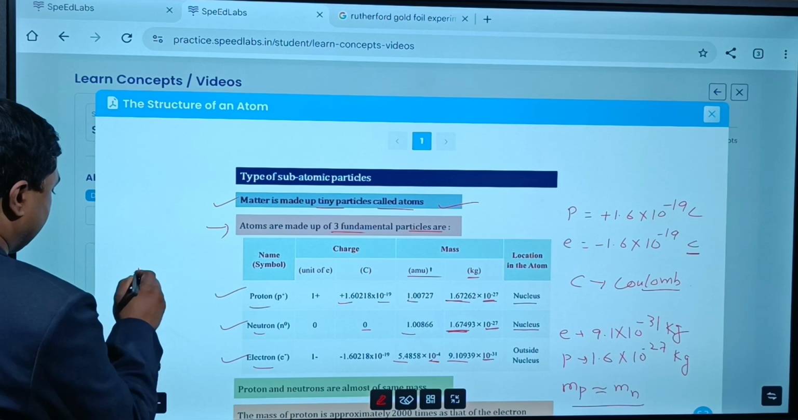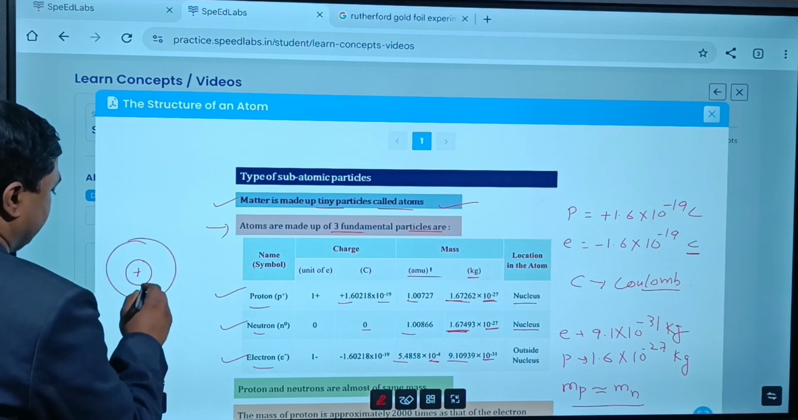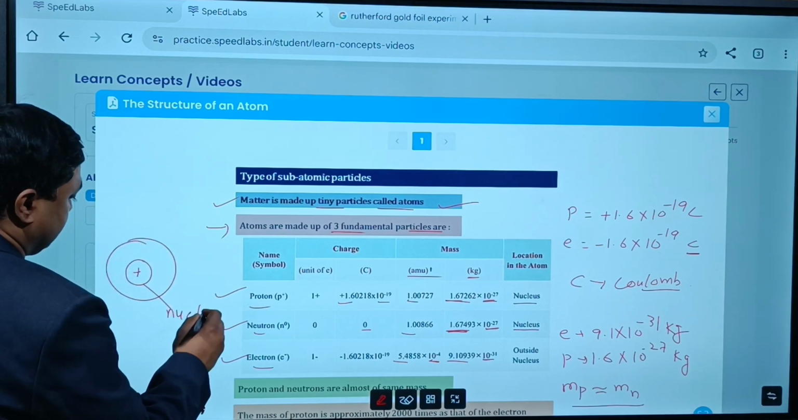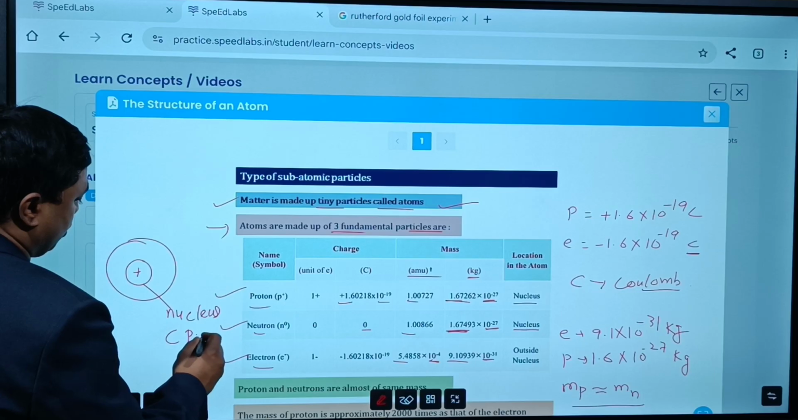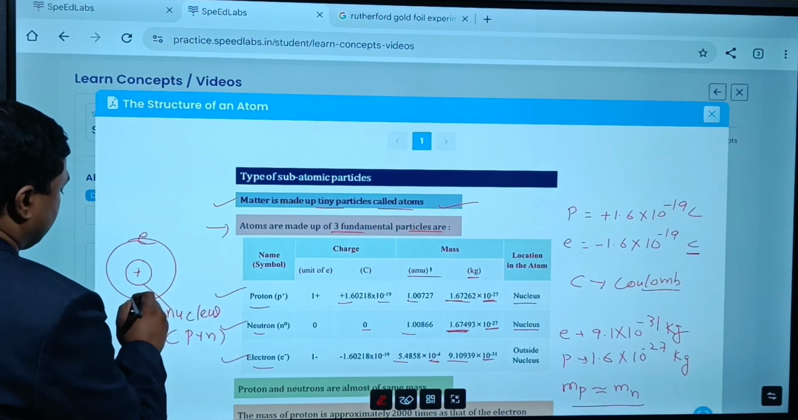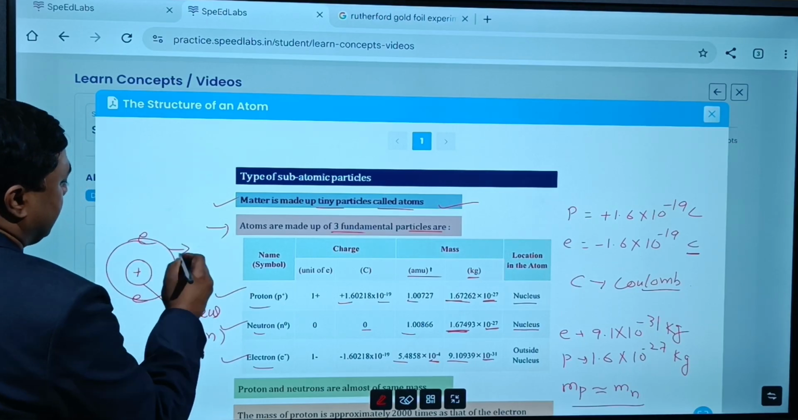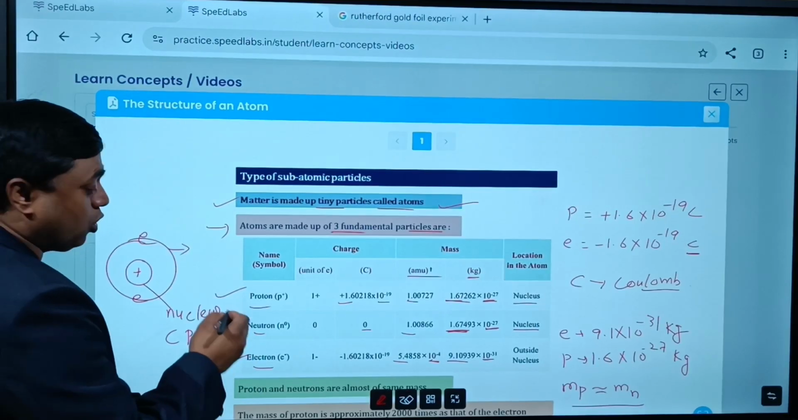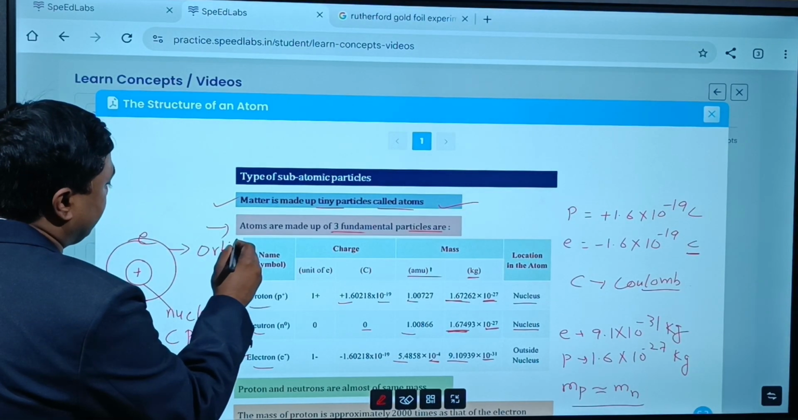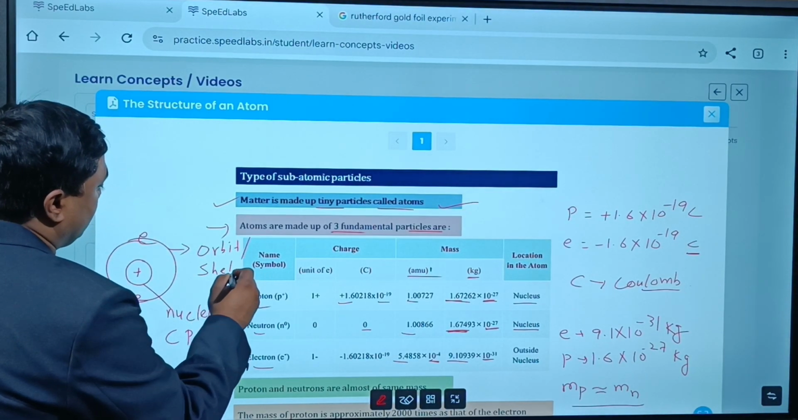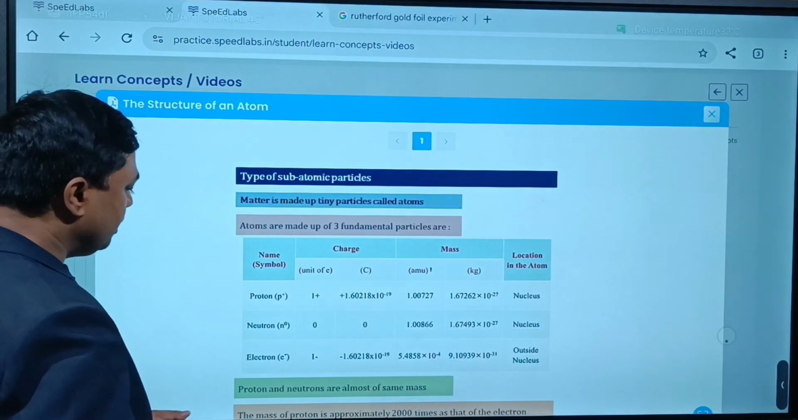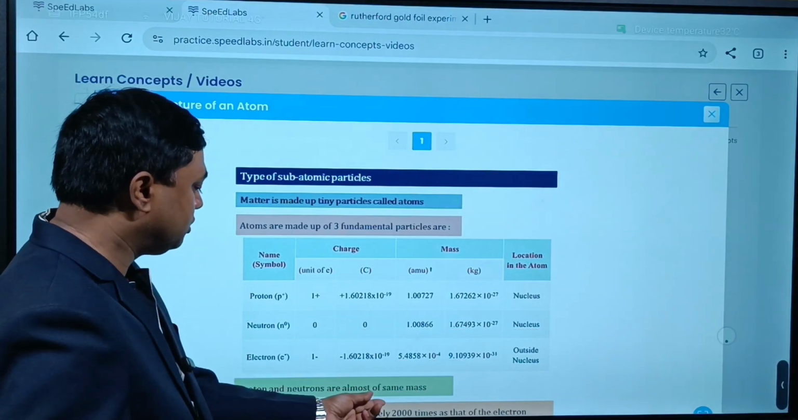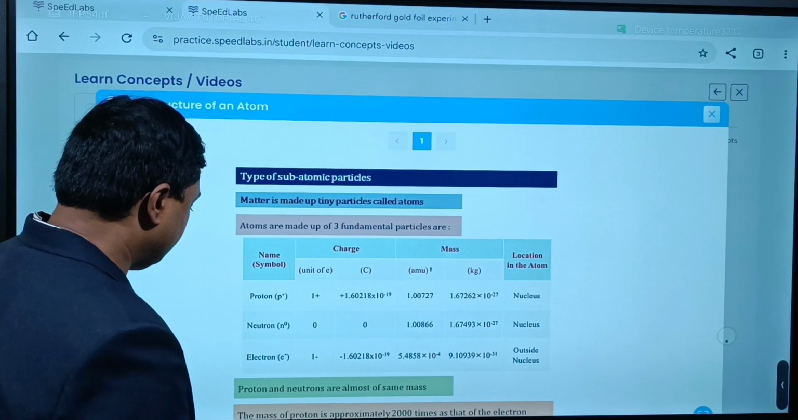I just explained this. In the atom, this is the nucleus. Inside the nucleus, protons and neutrons are there, and electrons are revolving around the nucleus in a circular path. That path is called an orbit, or also called a shell. Protons and neutrons are almost of the same mass, as I told you.